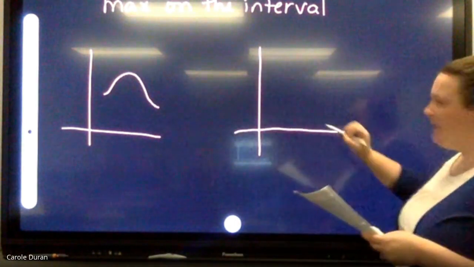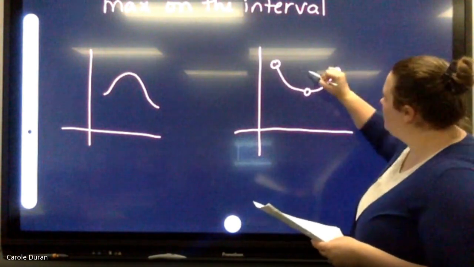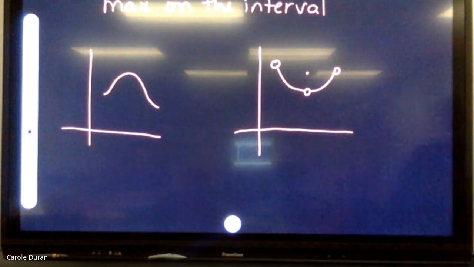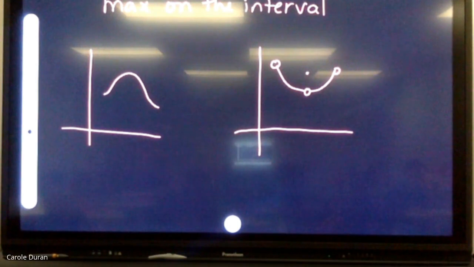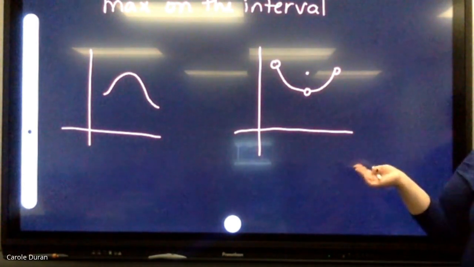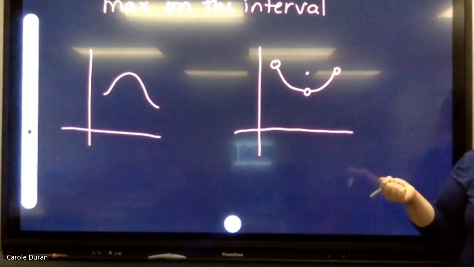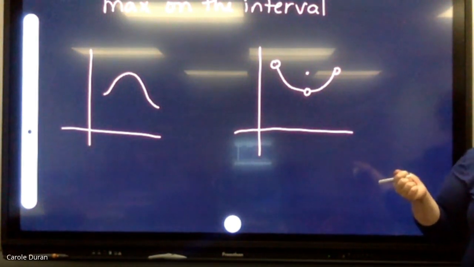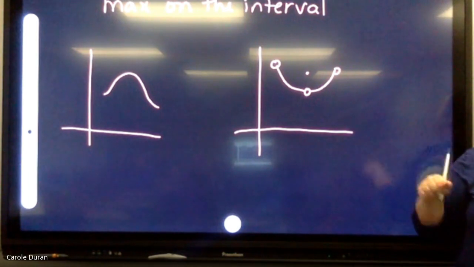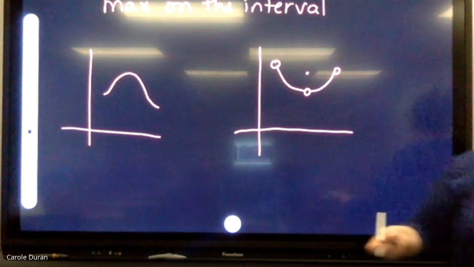However, on my second example, is that function continuous? No. I have lots of removables in there, or holes in my graph. So extreme value theorem would not apply here. There might be a minimum and there might be a maximum still, but there isn't guaranteed to be any. It just might happen by chance. If it's asking, can you use extreme value theorem? You can't use it. So you would say, cannot use EVT here because it's not continuous.